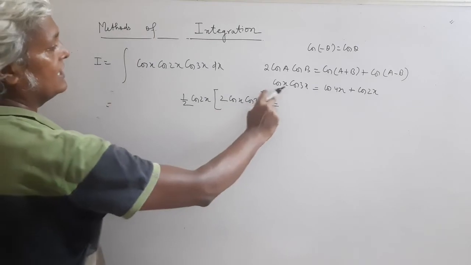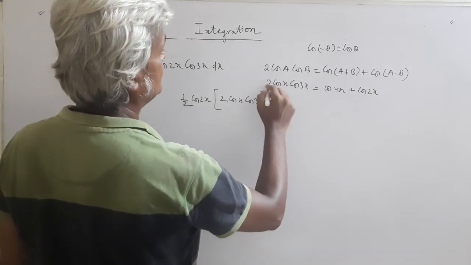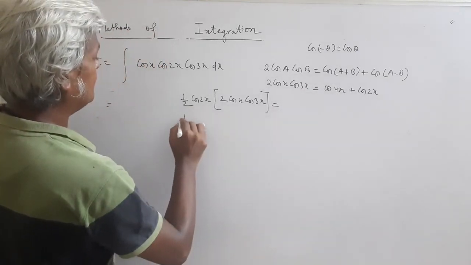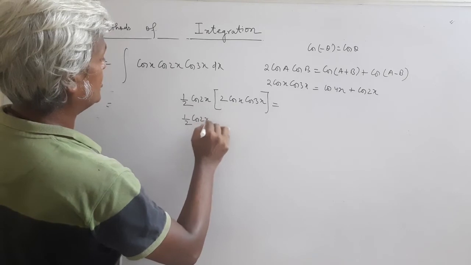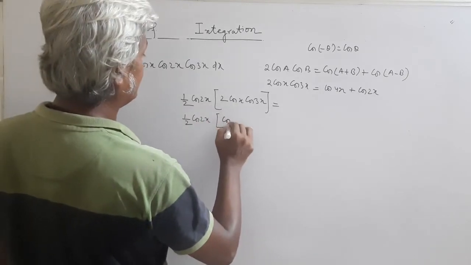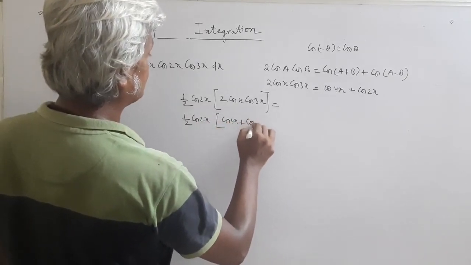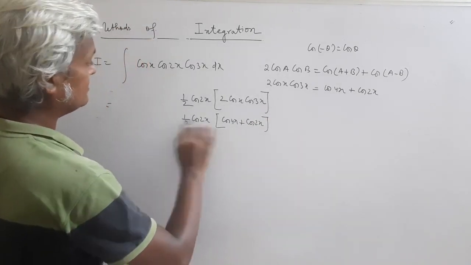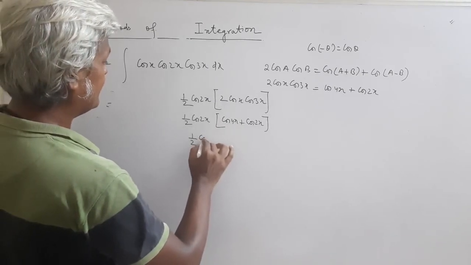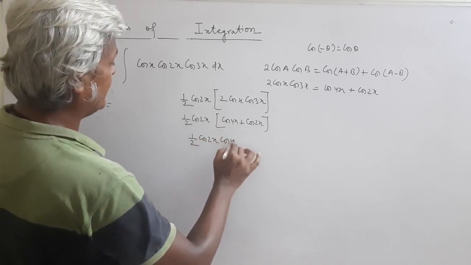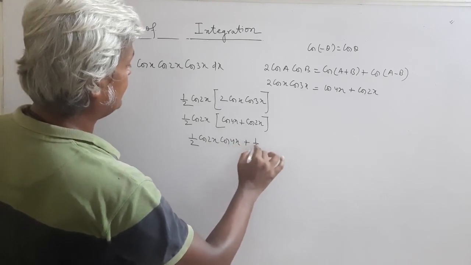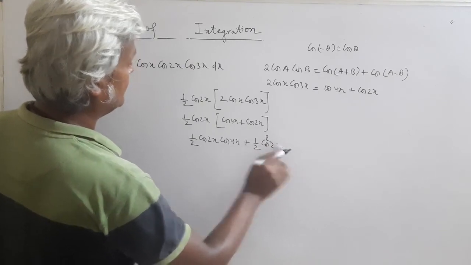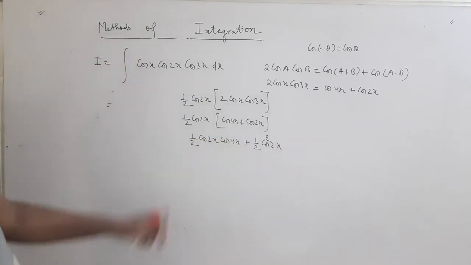Now this 2 and this 2 will become like this. So I'll have my term as half cos 2x, and here I can write cos 4x plus cos 2x. You just break this down, you get half cos 2x cos 4x plus half cos square 2x, since cos 2x multiplied by cos 2x gives cos square 2x.